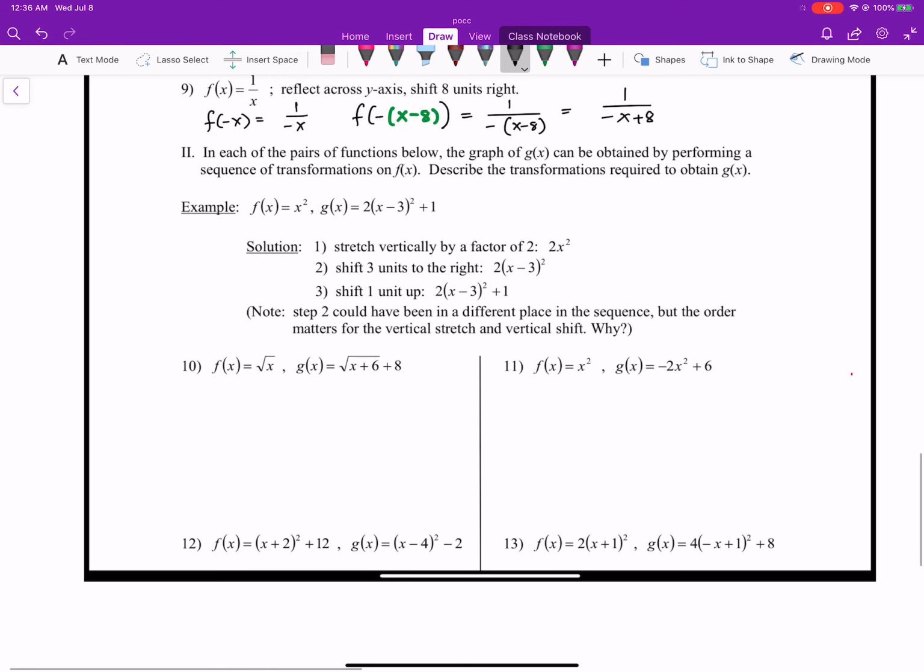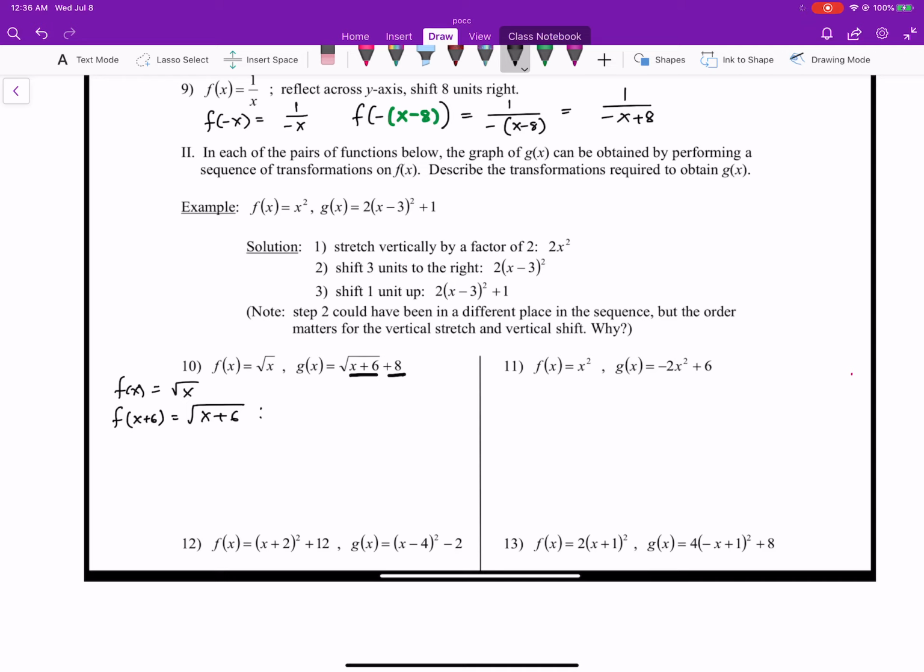All right. So in the next example, what we're trying to do is I'm giving you the original function and I'm also giving you the transformed function. And I want you to tell me the sequence of transformations needed on the original function to arrive at the new function. All right, so let's look at the first one. So the first one is square root of x. All right, well, my original function, it looks like I have an x plus 6 and then a plus 8.